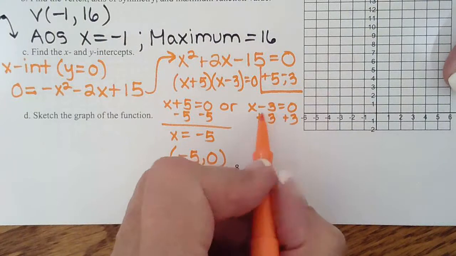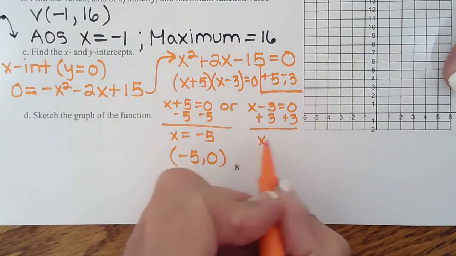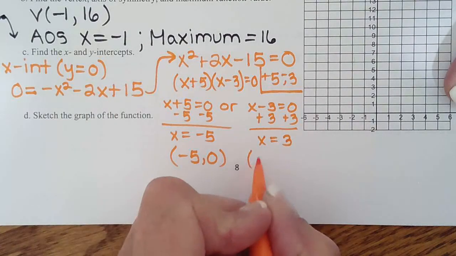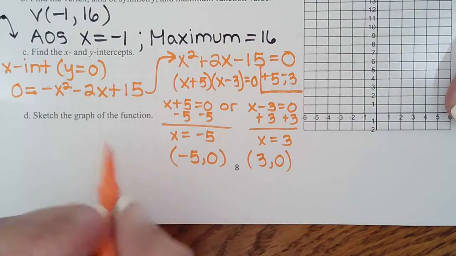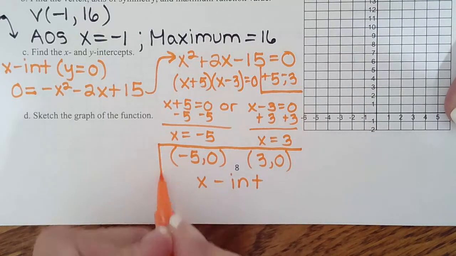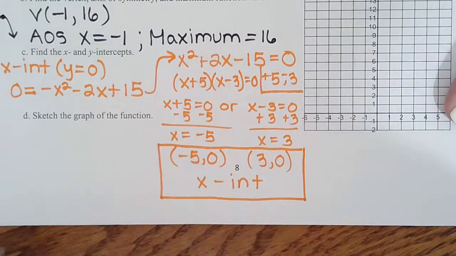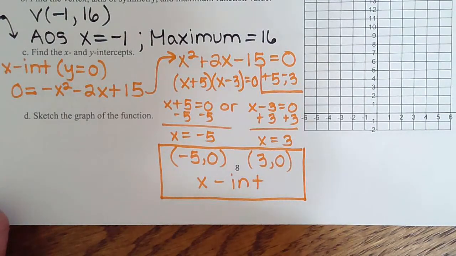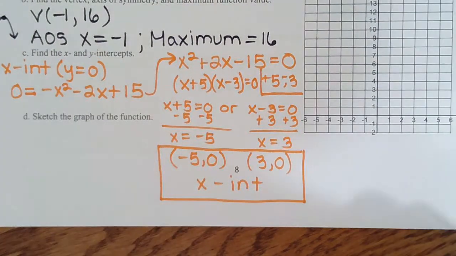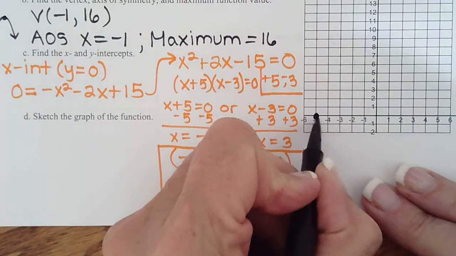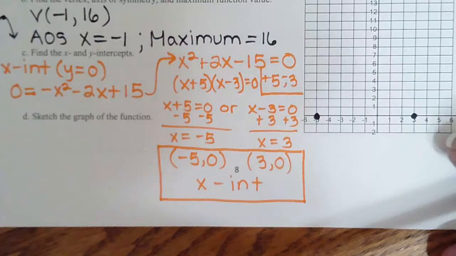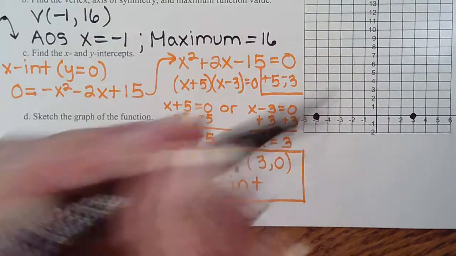And the other x-intercept is x is 3, y is 0. So there they are. These are the x-intercepts. Always points, because they're the point where the graph crosses the x-axis. So negative 5, 0, and 3, 0. Let's go ahead and label our vertex and draw in our axis of symmetry.